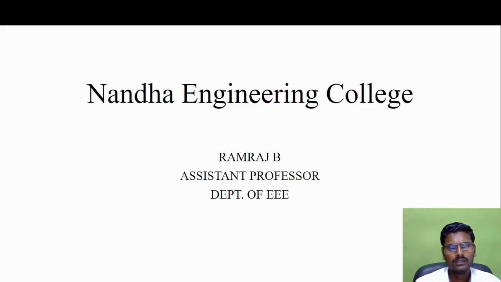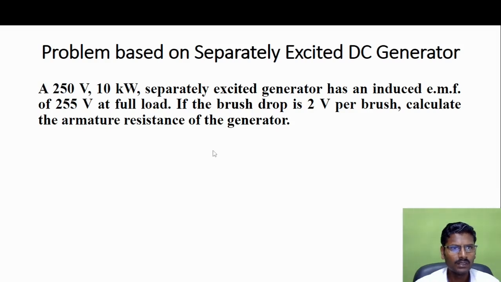Hi all, in this video we are going to solve a problem based on a separately excited DC generator. So we'll directly go to the problem. The problem is: a 250 volt, 10 kilowatt separately excited generator has an induced EMF of 255 volt at full load. If the brush drop is 2 volt per brush, calculate the armature resistance of the generator. So these are the given parameters, and we need to find the value of RA, the armature resistance.